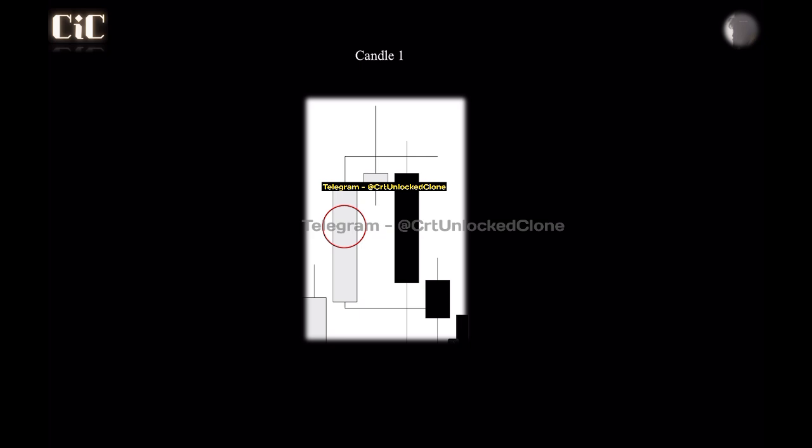Candle 1, again, is accumulation. It's the market moving in one direction. Usually the bearish, and this is something I was speaking about before.